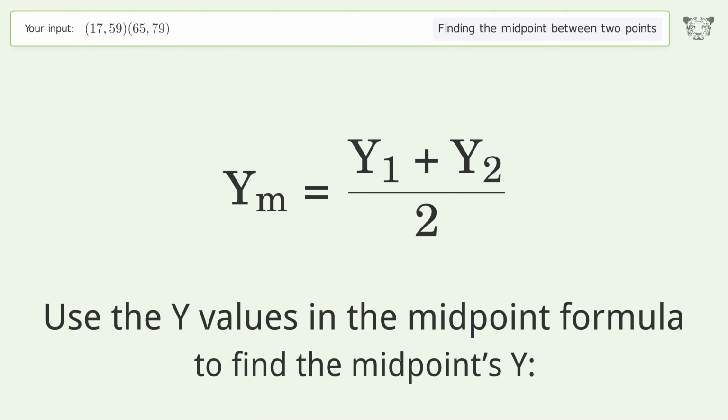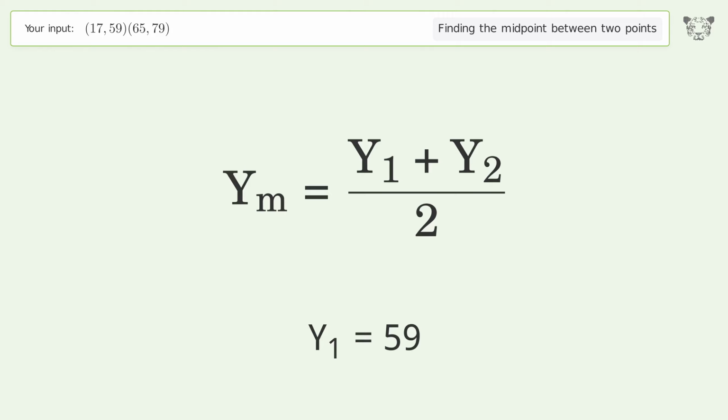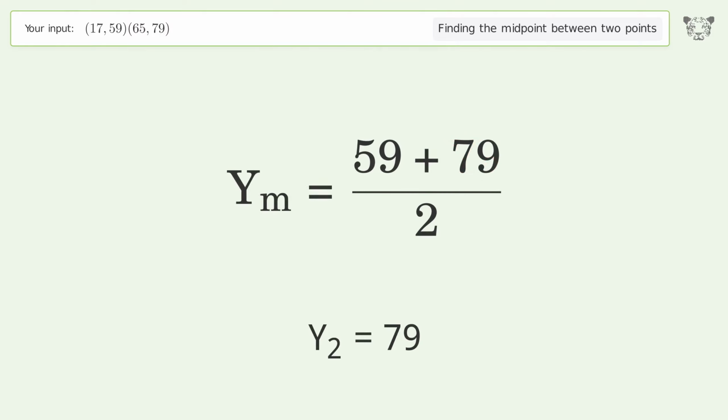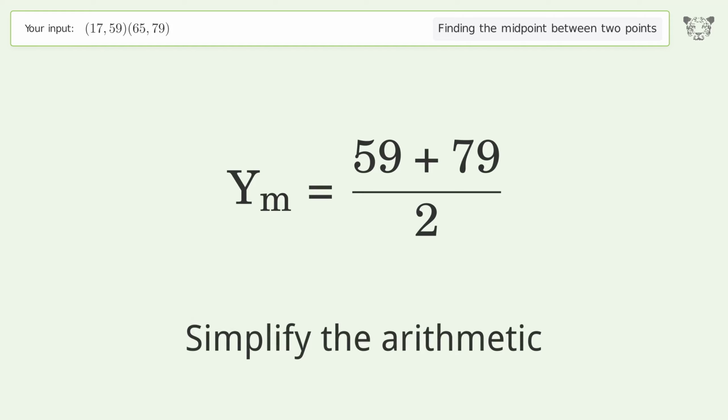Use the y values in the midpoint formula to find the midpoint's y. y1 equals 59. y2 equals 79. Simplify the arithmetic.